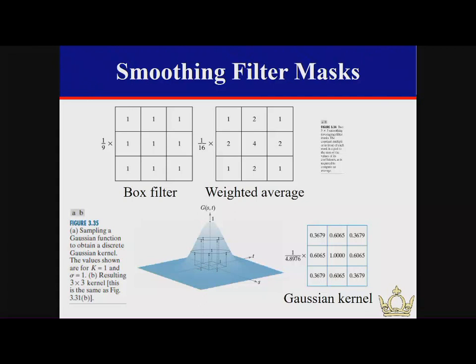Okay, this is an average filter. Later we will see some more filters. This is the Gaussian filter. The Gaussian filter comes from the Gaussian function, and we can use some calculations to find the values for all the mask values. This is a 3x3 Gaussian filter.